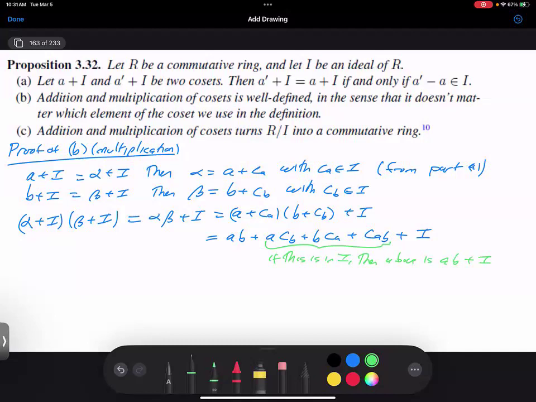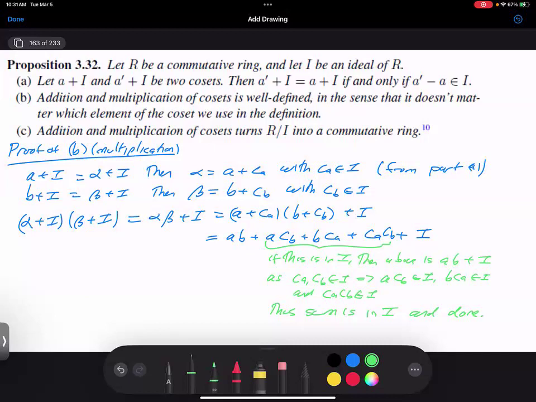Oh, it's right. It's not CAB, it's CA times CB. So as CA, CB are in I, that implies ACB is in I, BCA is in I, and CACB is in I. Thus, the sum is in I. And we're done. Okay, so this is how we proved it. This proves that multiplication is well defined.